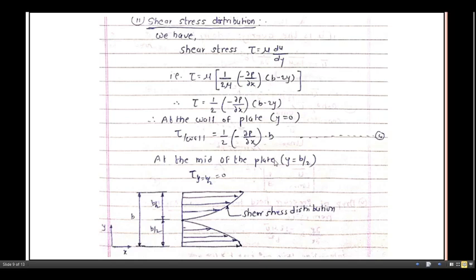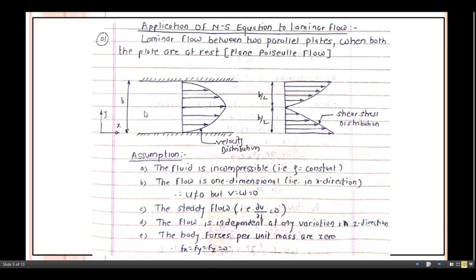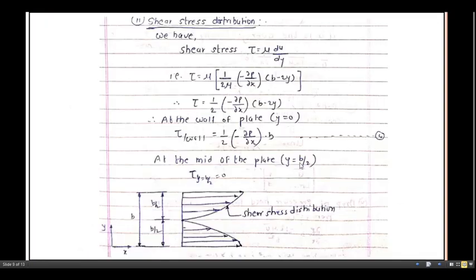So at the midpoint of the plate, what is the value of y? At the midpoint of the plate we get the value of y as half, meaning b by 2. Okay, so we get that value as b by 2. Now observe this equation carefully. Once I put the value of y as b by 2, the 2 gets cancelled, b minus b means here we get 0. So what is the shear stress value at the middle spot? You get that value as 0.